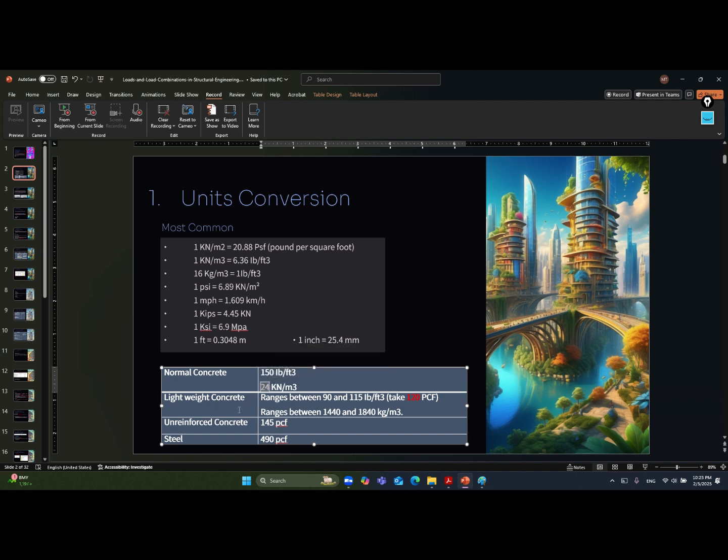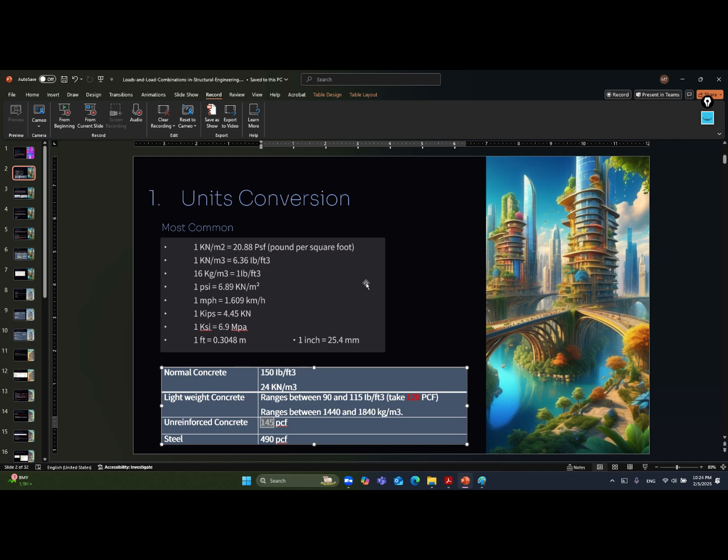For lightweight, according to the ACI, it gives ranges from 90 to 115. Usually in the exam we take it as 120, and of course we take the higher value because it is the most conservative one. Also for unreinforced concrete, like plain concrete, this value will be used. And for steel, the density in imperial units will be 490. So this part is very important.